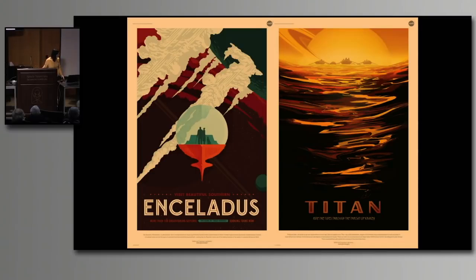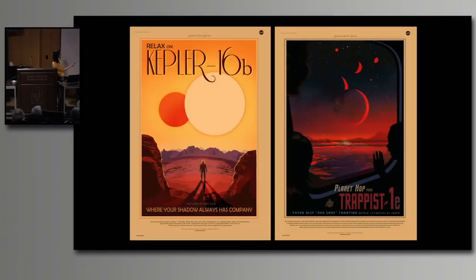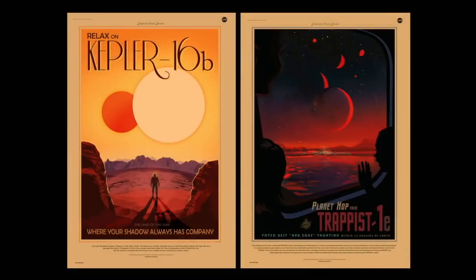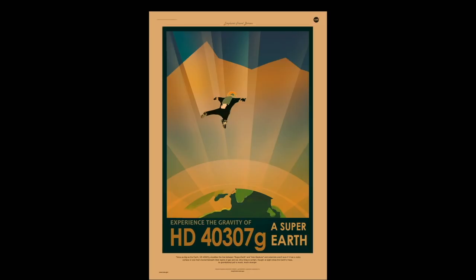You see Enceladus, it says, visit beautiful southern Enceladus, more than 100 breathtaking geysers. You have Titan. It says, ride the tides through the throat of Kraken. Here you see Kepler-16b, where your shadow always has company because it's a double star, right? Here you have TRAPPIST, planet hop in TRAPPIST, because you have all these planets. And here you have super jump, right, in an atmosphere, experience the gravity of HD 40307g, a super Earth.